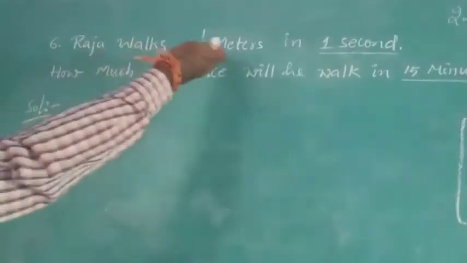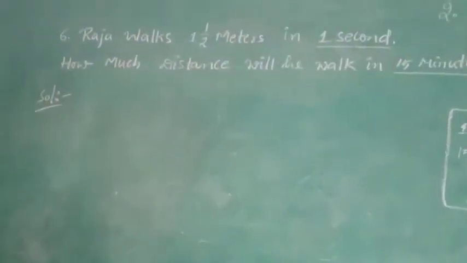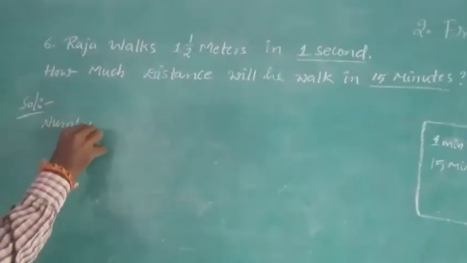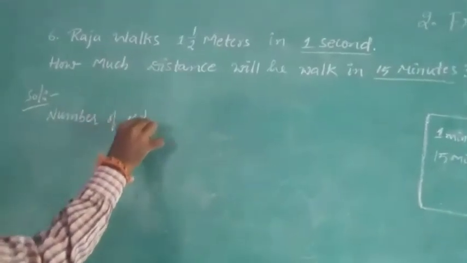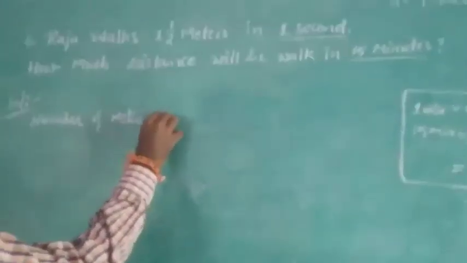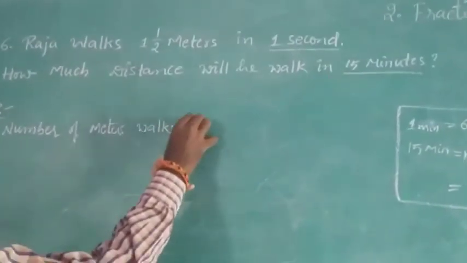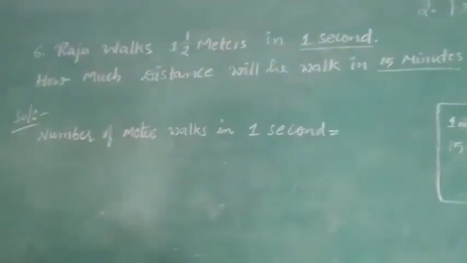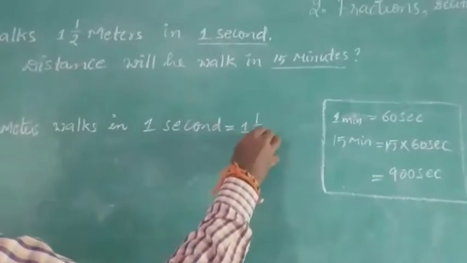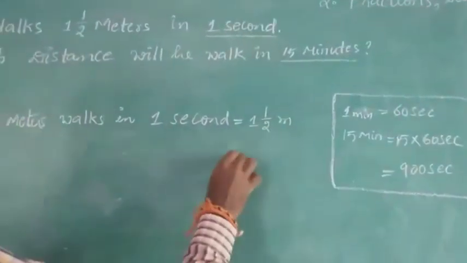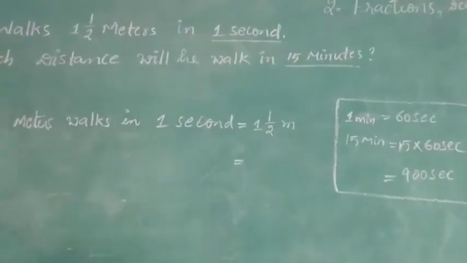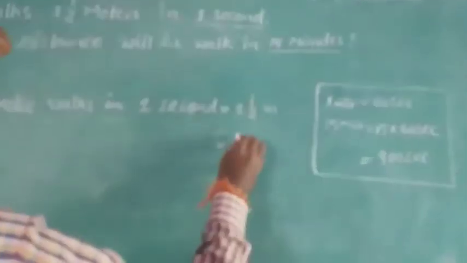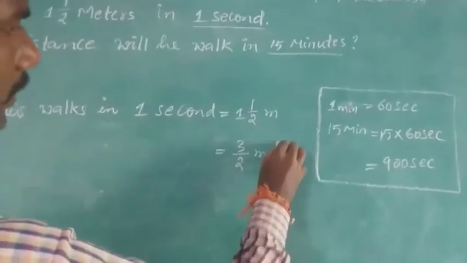Raja walks 1.5 meters in 1 second. Number of meters walked in 1 second. In 1 second, how many meters does he walk? 1 1/2 meters. See, this 1 1/2 meters is in the mixed fraction. You need to change it into an improper fraction. 2 ones are 2. 2 plus 1, 3/2 meters.